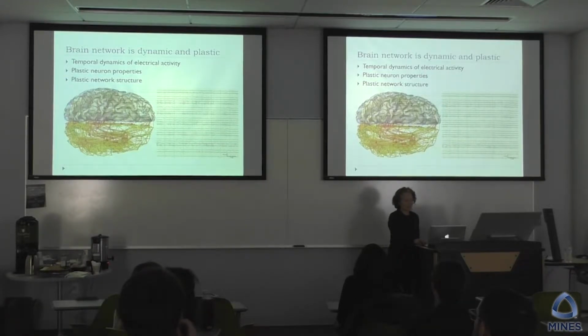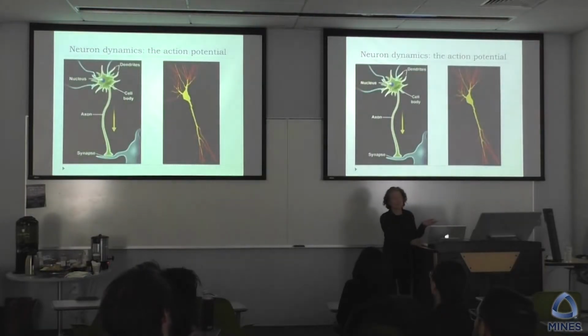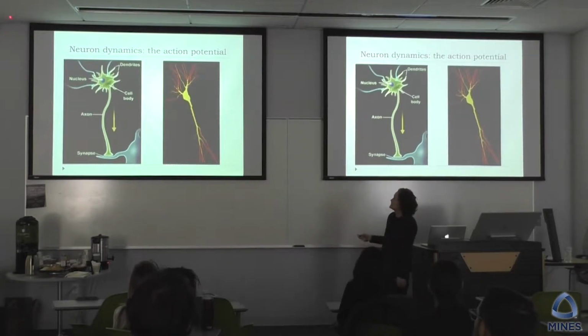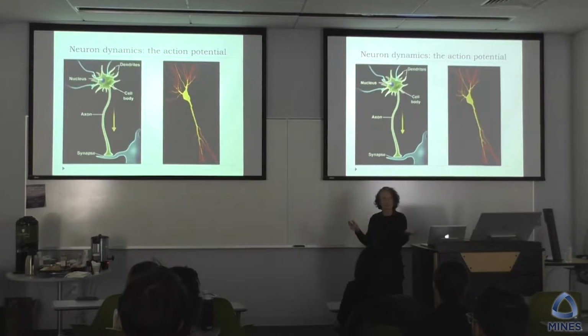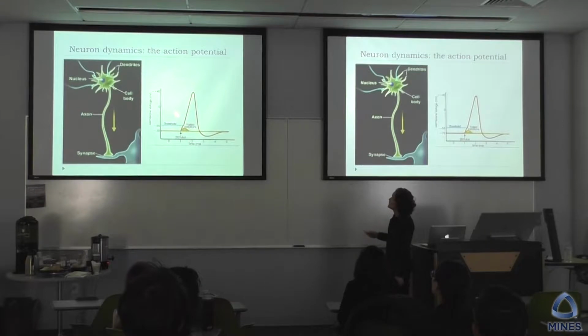Let's talk a little bit about the electrical activity of brain networks. It's caused by the electrical activity of the neurons in the network. Here's a schematic of a neuron with the different parts: the cell body, the axon and the dendrites. The membrane of the neuron maintains a voltage difference, and the electrical signaling of a neuron is a change in that voltage difference, called an action potential.